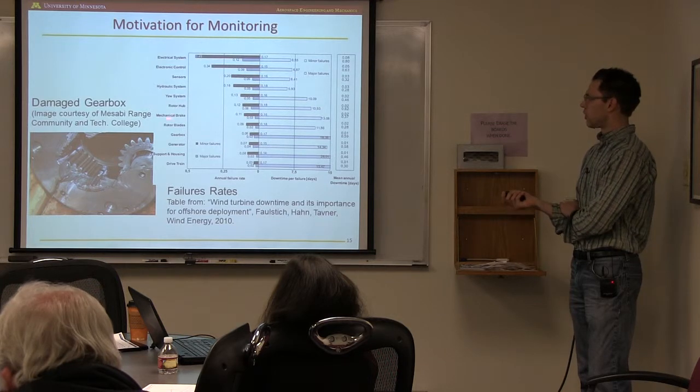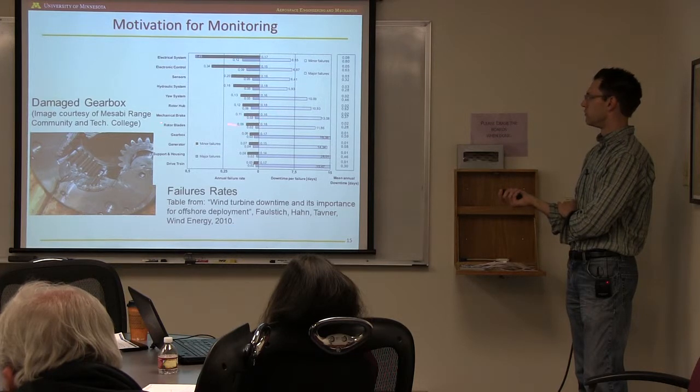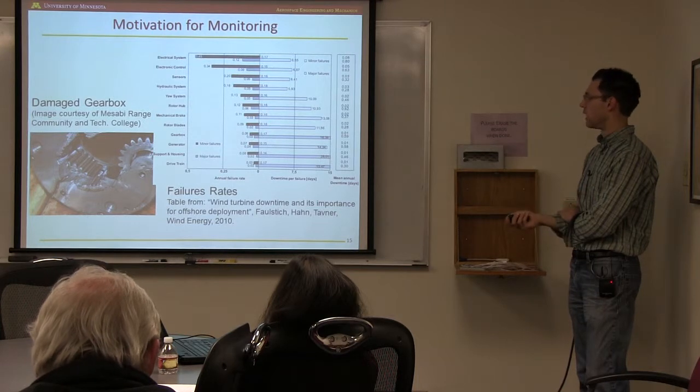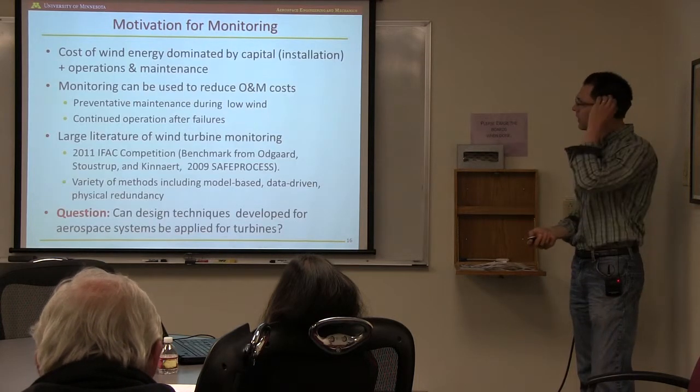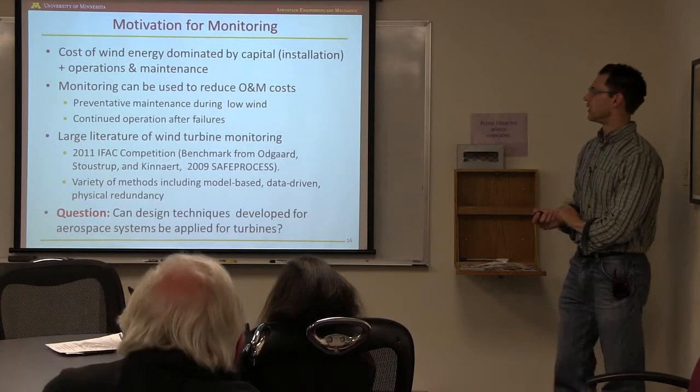All right. So rotor blades are one particular example where they're not the highest rate failure, but they are pretty severe when the rotor blades crack or get damaged in some way. There can be a long downtime. So that's what we're looking at. Now, the cost of wind energy, why do some of this monitoring?